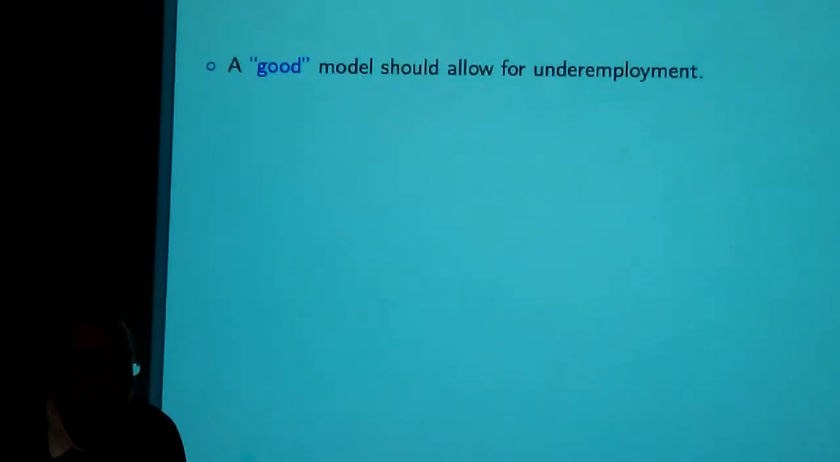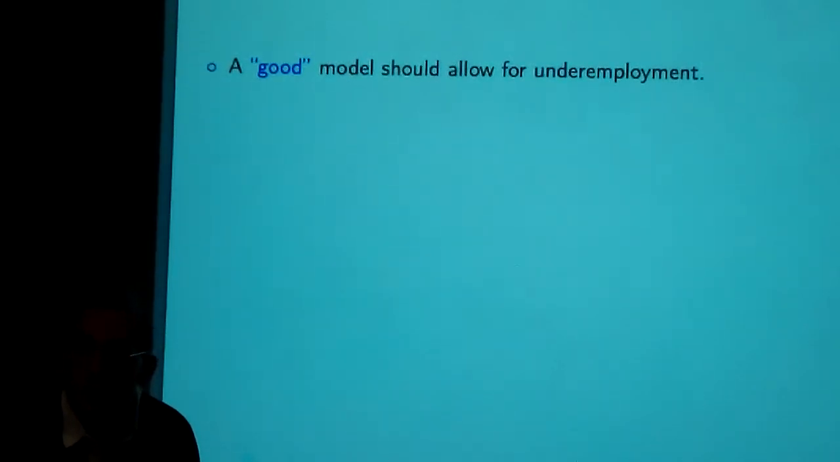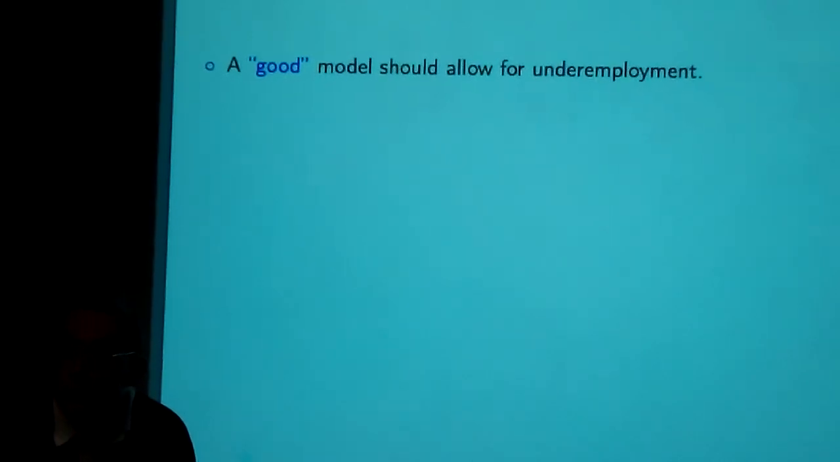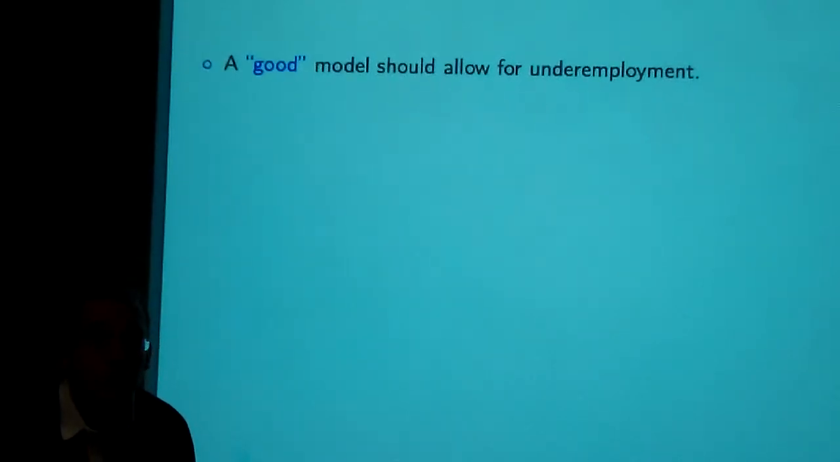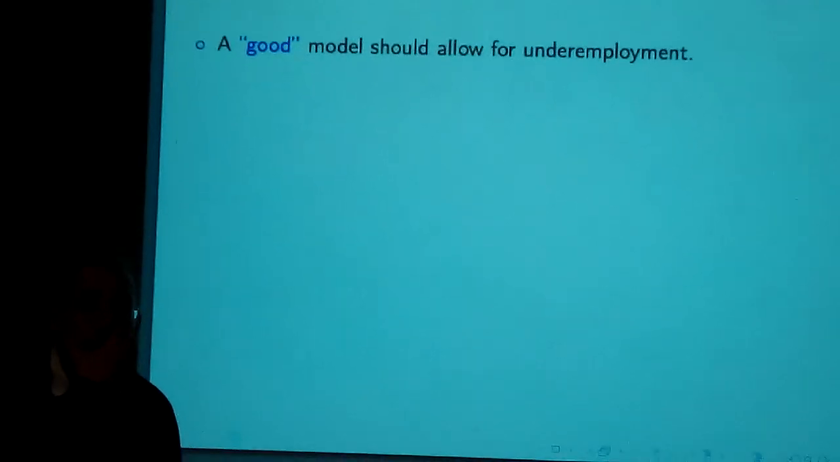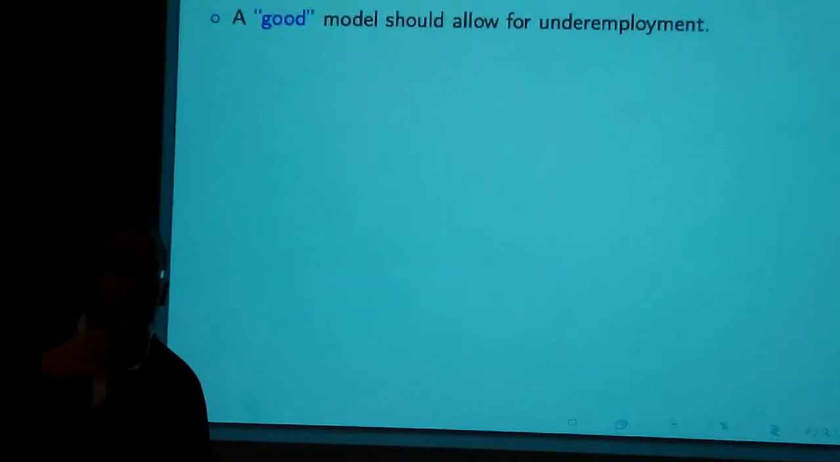A good model should also allow for unemployment, because there is unemployment. If you think about it, you will see that in many models, there is never unemployment at equilibrium unless you have frictions. The only reason why you have underemployment in these models is, let's say, because you have a minimum wage, which is a friction.